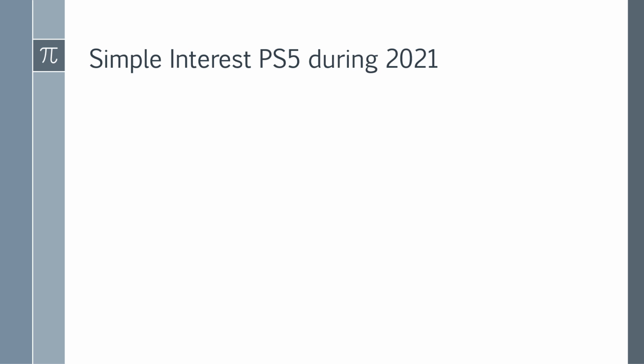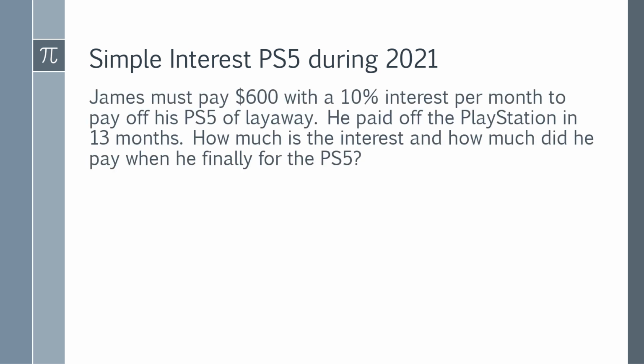So here's this situation, and then let's create a model off from it. Now this is your 8th grade situation. So James must pay $600 with a 10% interest per month to pay off his PlayStation 5 on layaway. He paid off the PlayStation in 13 months. How much interest and how much did he pay when he paid finally for the PlayStation 5?